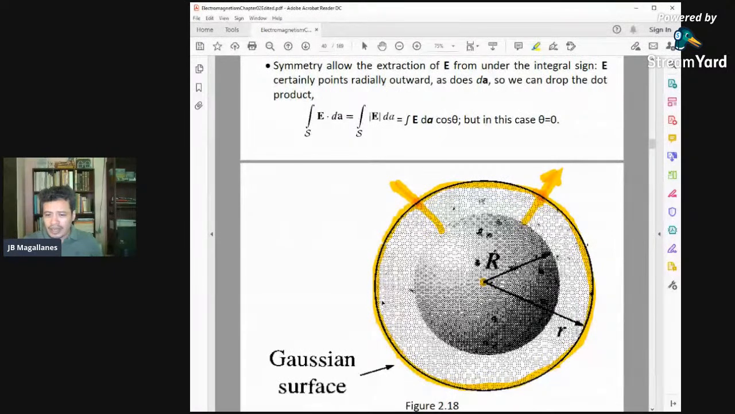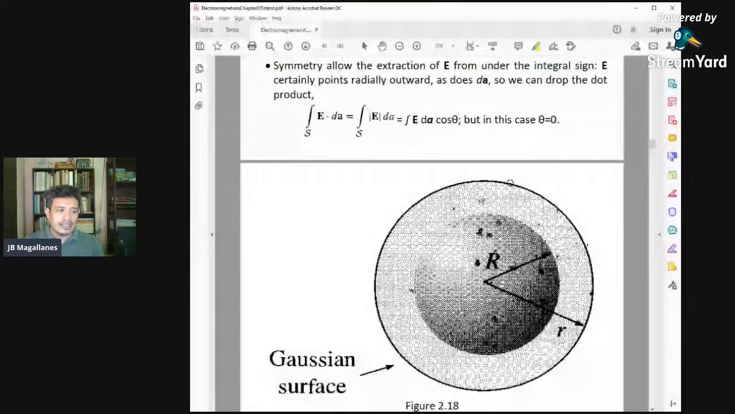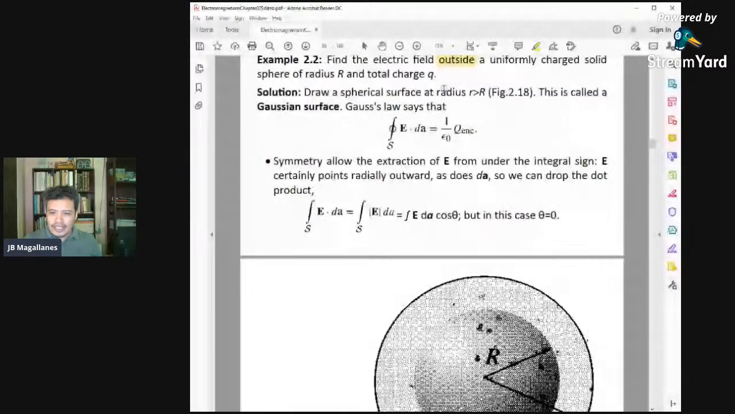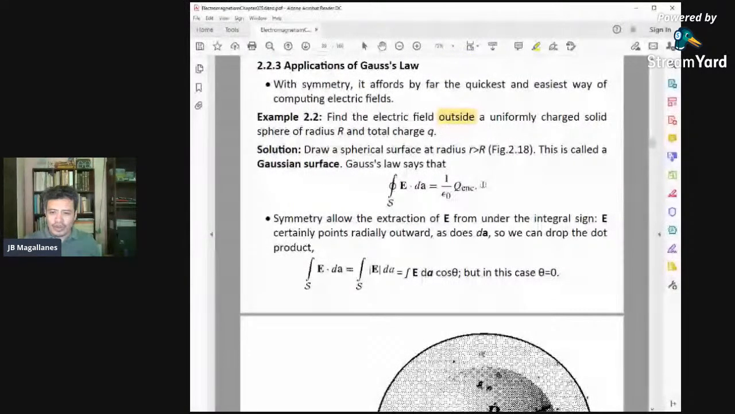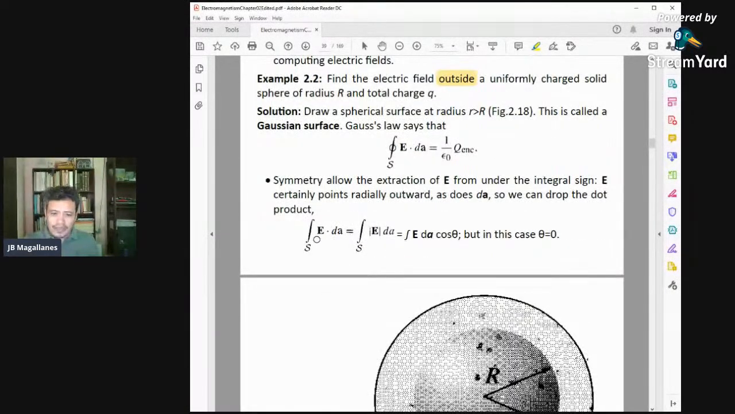So your solid sphere is also concentric with your Gaussian sphere. So anywhere at this point, the electric field and the patch of area will have the same direction. So the cosine theta there would be one everywhere. So here your integral E dot dA equals 1 over epsilon sub o times q enclosed.